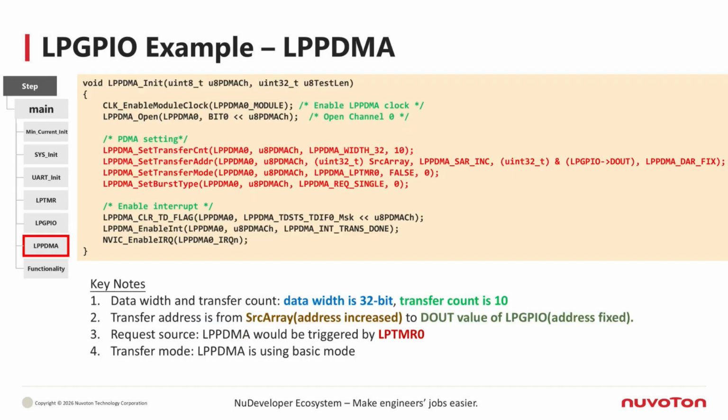Next, let's talk about the low-power PDMA setup. In this example, we set the transfer width to 32 bits, and we're sending a total of 10 data items. The data transfer direction is from a source array stored in low-power SRAM straight to the data out register of the low-power GPIO, which directly controls the output state of the LED. It's also important to configure the trigger source for the PDMA. Here, we use low-power timer 0, so each PDMA transfer is triggered periodically by the timer.